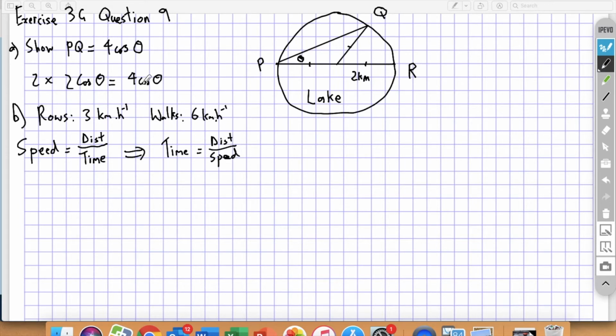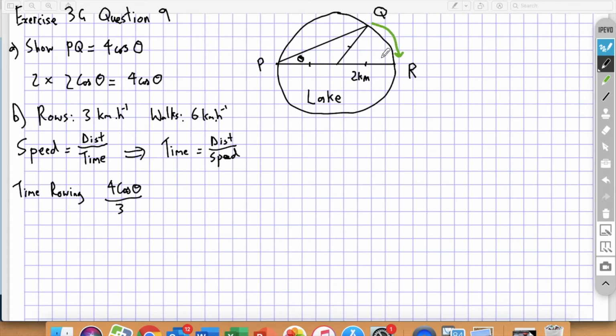Now I've already got a distance for his row. It's 4 cos theta, right? So the time it takes Hugh to row, time for rowing, would be the distance, 4 cos theta, divided by his rowing speed of 3. Now, the distance for the walk, which is around here, there's this little walk. Great job, Hugh. I don't know that distance yet.